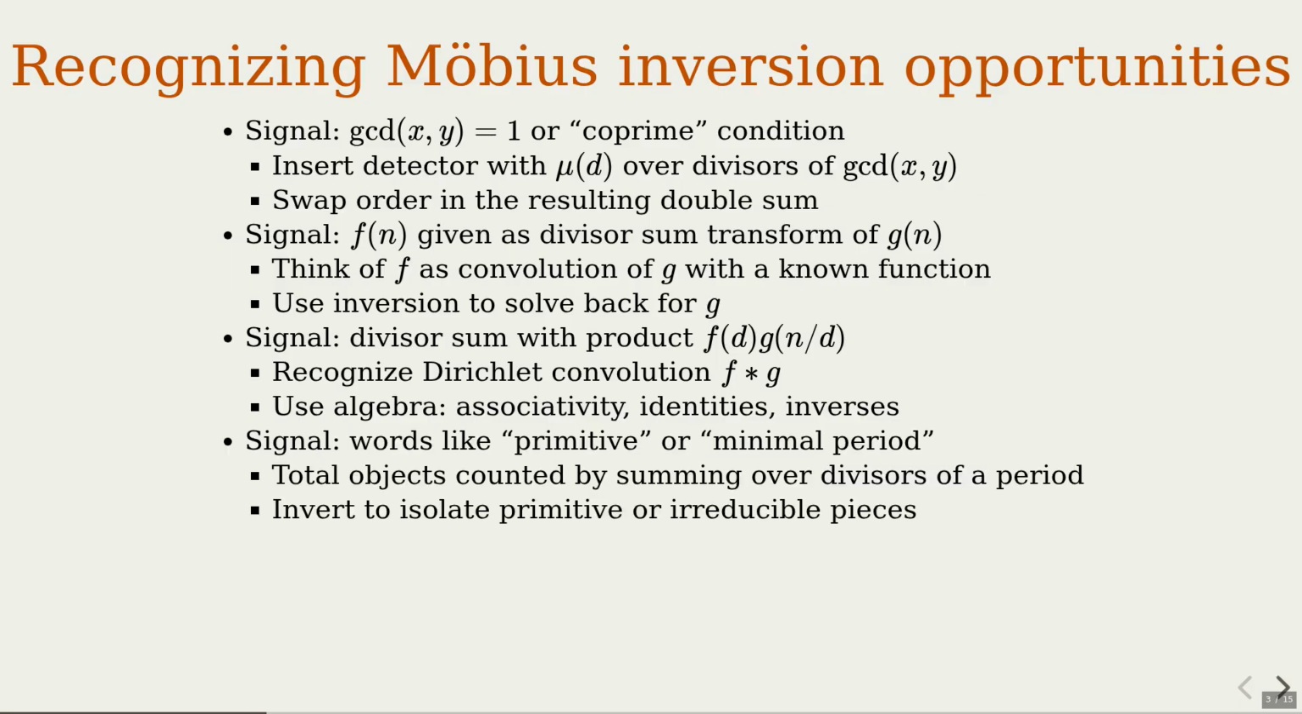Whenever the problem talks about primitive objects or minimal period, there's often a hidden sum over all divisors of a period, and Möbius inversion lets you isolate the primitive part. Got it. So I should be on high alert for coprime conditions, divisor sums, and primitive language. Exactly. And our first problem will be a quick convolution warm-up to get those reflexes going.